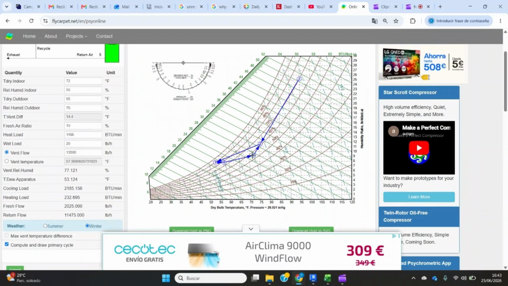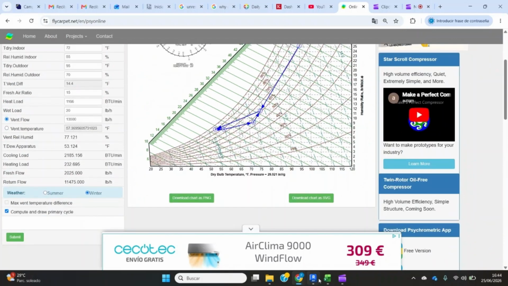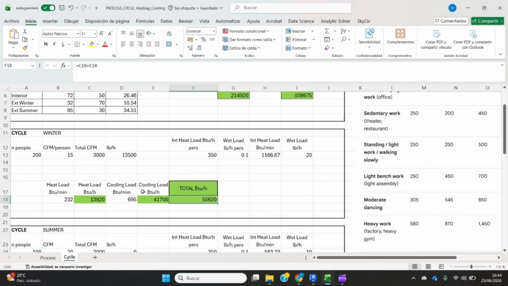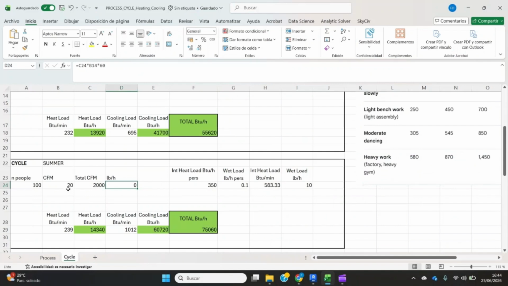And now here this is point 1 to point 5. Point 2, it's there. Then we have to cool it down. If we cool down, we can get rid of part of the humidity because of the condensation. And then if we want to go to point 4, we have to heat it up from point 3 to point 4. So in summer, these values are the same.